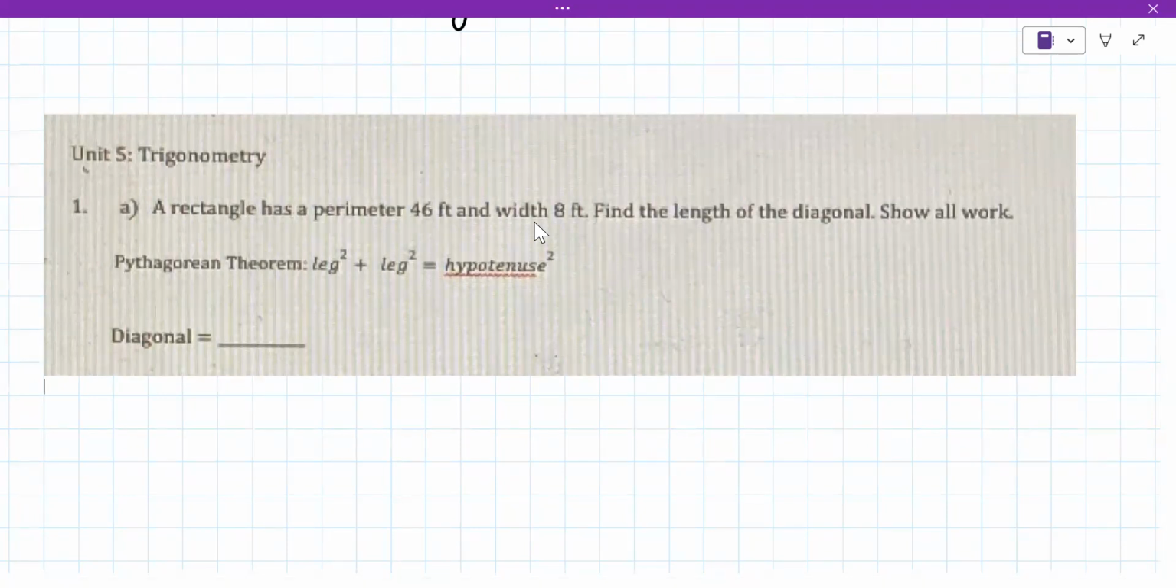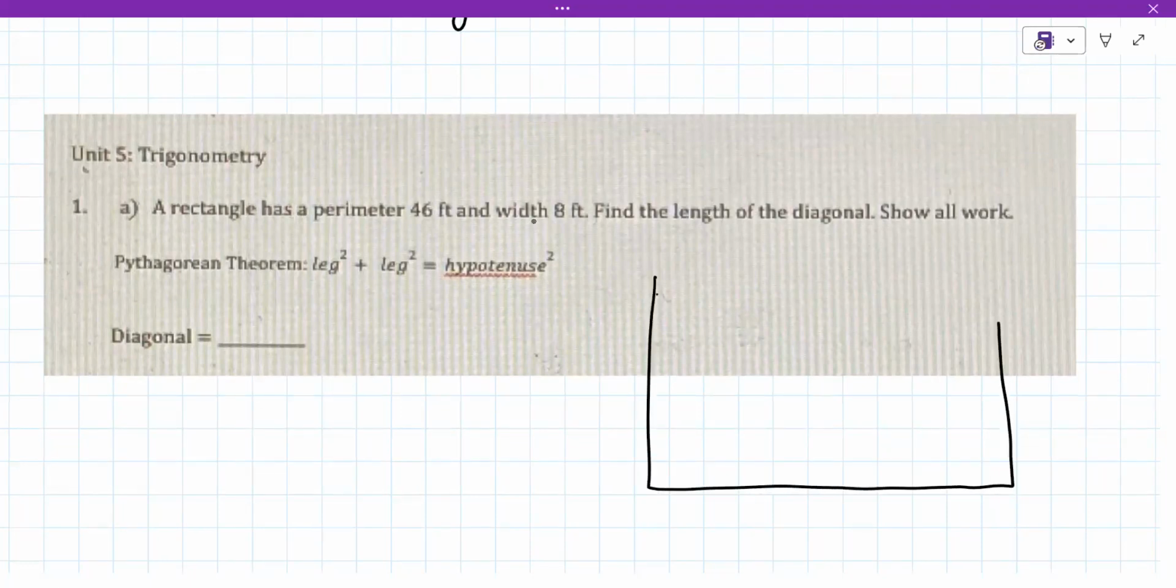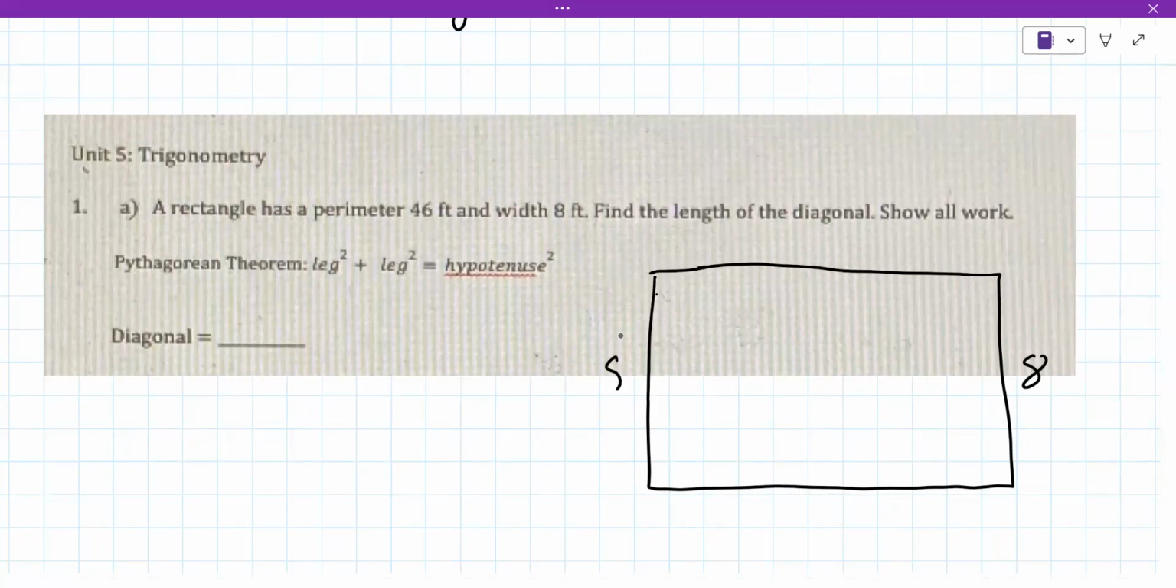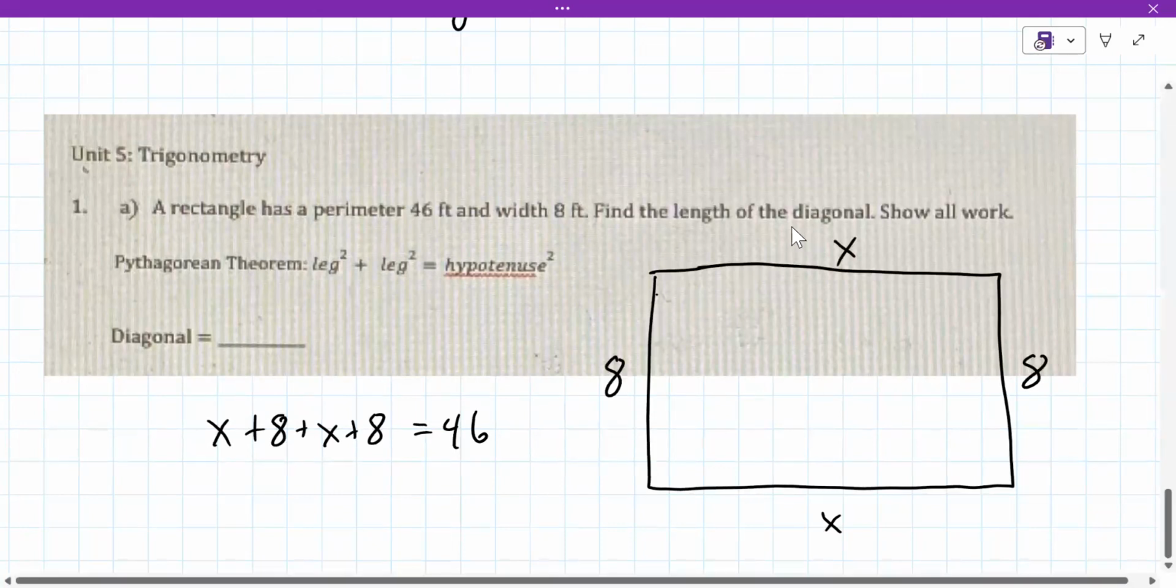So it says a rectangle has a perimeter of 46 feet, and a width of 8, find the length of the diagonal. This is one of those where you were told to draw a picture your whole life, and this is one of those times where it's actually important to do. So I'm gonna call this 8 and the other side 8. And we know that x plus x plus 8 plus x plus 8 is 46. We need to first find the missing side.